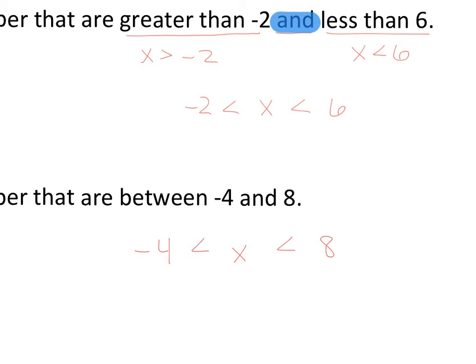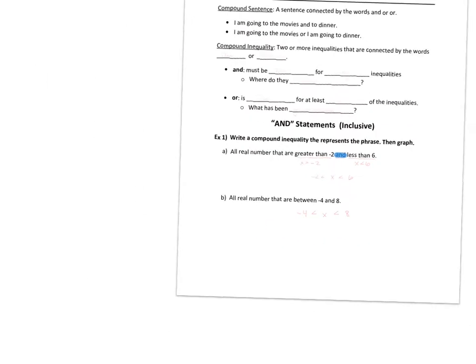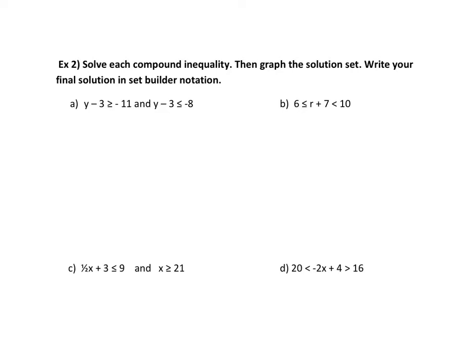Because I'm going to go from -4 all the way up to +8. Since they use the word between, it means it's not going to be equal to it, so we're not going to put an equal sign in what's between. It's between -4 and 8. It's not actually equal to them. All right, let's go over the next page.